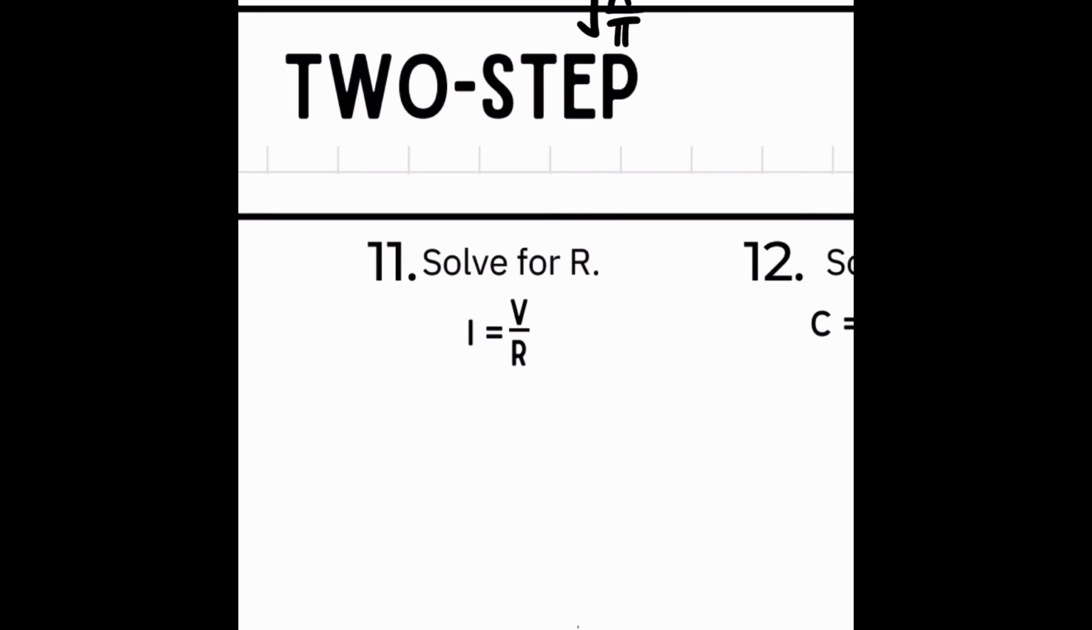All right, so for this one, we're solving for r. Now, this one's a little bit of a special case as well. The reason being is because r is in the denominator. I can't solve for r in the denominator until r is out of the denominator. So in order to get r out of the denominator, I have to do my inverse operation.